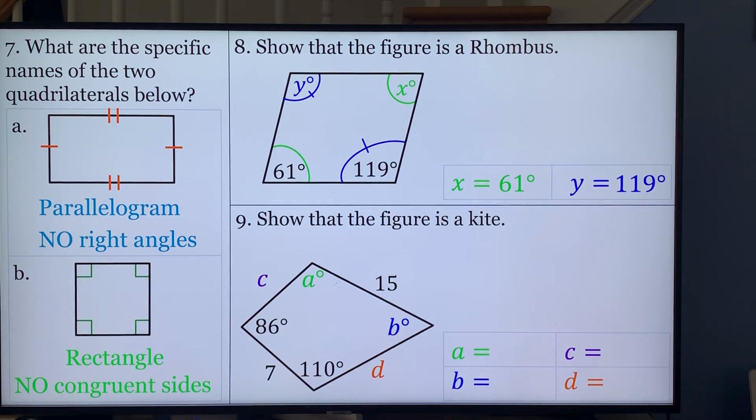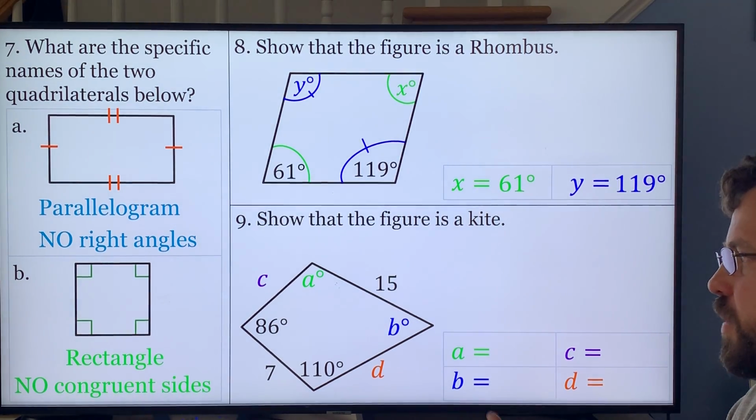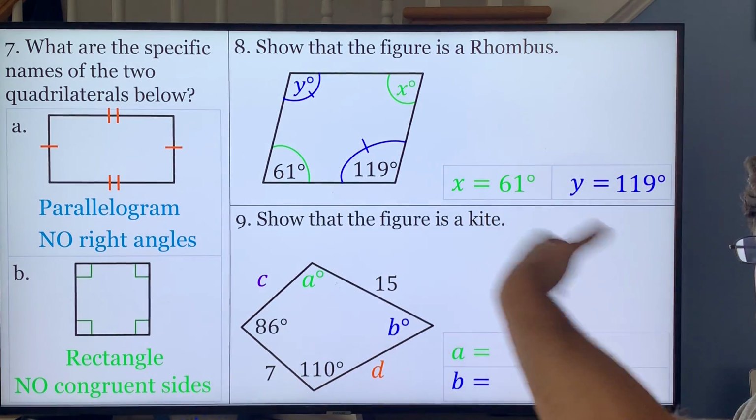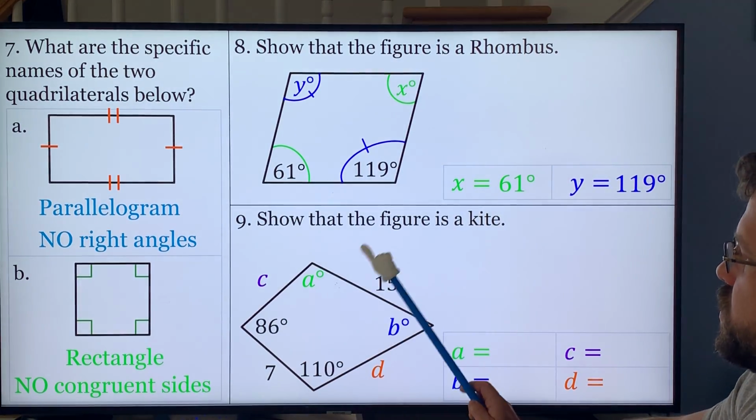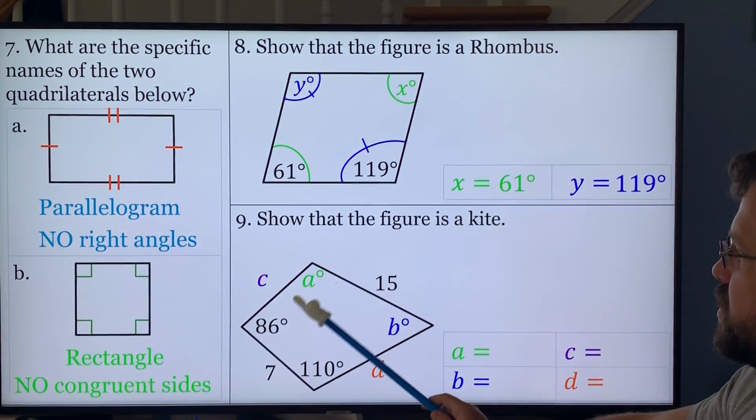Show that the figure is a kite. So, in a kite, you have one pair of opposite angles, you have 2 pairs of congruent sides, and the other angles on the inside, since it's a quadrilateral, all add up to 360. So, which ones are the 2 congruent angles? Just look.